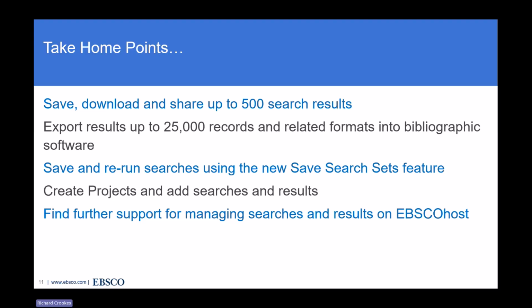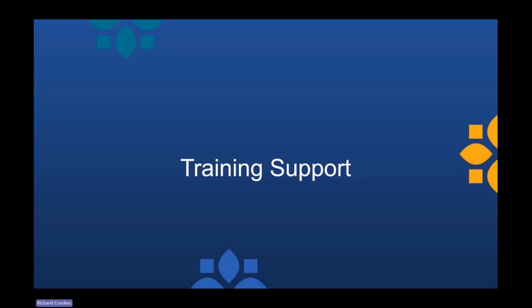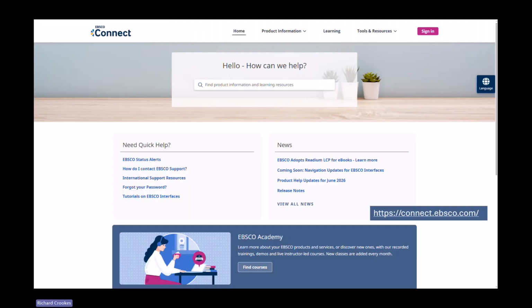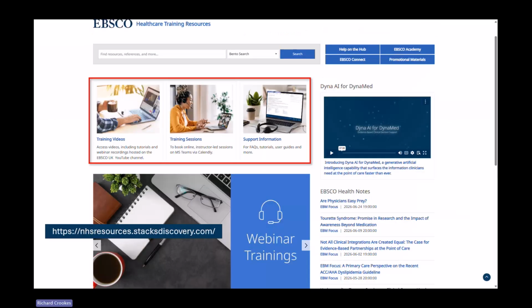And also you can find further support for managing searches and results on EBSCOhost using the link to EBSCO Connect via the Research Tools menu in the new navigation area. So in terms of training support, again, EBSCO Connect, we've seen that already. There's a link directly to that from within the interface. You may have that customized at a later time, especially if you work for consortia. You may have links to their own help pages, etc. But again, by default, EBSCO Connect is the support page you go to, connect.ebsco.com.